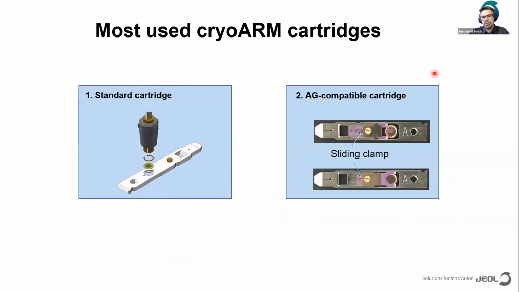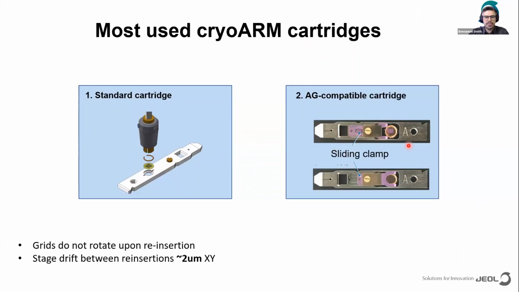And the second most commonly used is the autogrid compatible cartridge. Those take clipped autogrids. So the cavity is slightly larger, and there's a sliding clamp that slides over the autogrid, and it secures the autogrid. Now, as you can tell, this does not allow rotation of the grids. So when you're extracting a sample from the stage and reinserting it on a future date, there is no rotation.